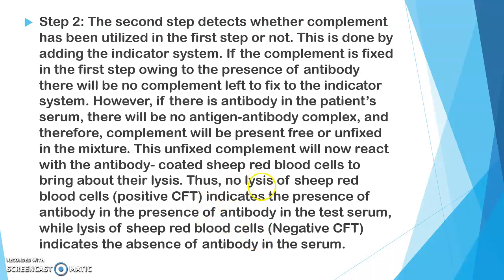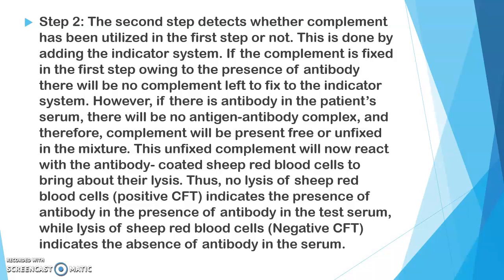Now, as we studied the first step, the second step is to detect whether complement has been utilized in the first step or not. This is done by adding the indicator system. If the complement is fixed in the first step owing to the presence of antibody, there will be no complement left to fix to the indicator system.